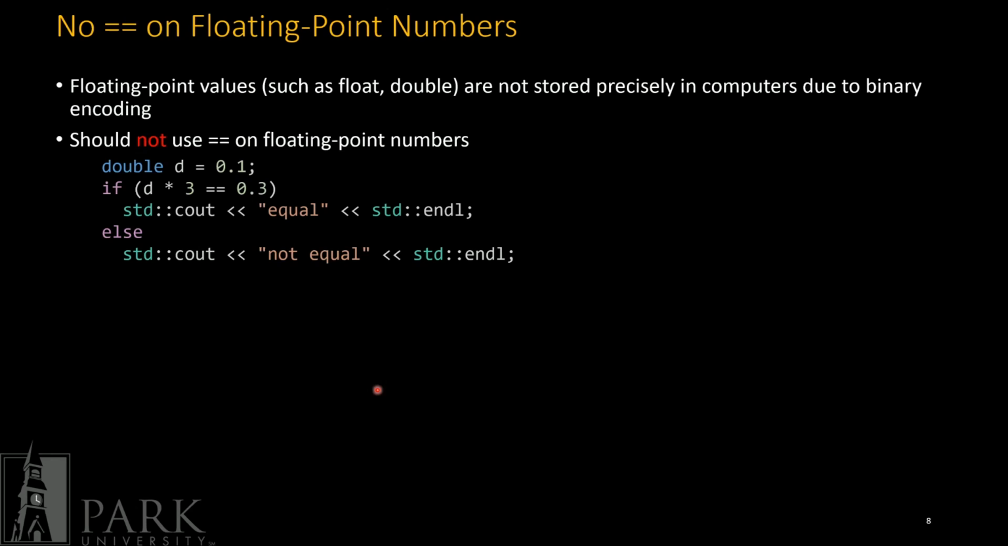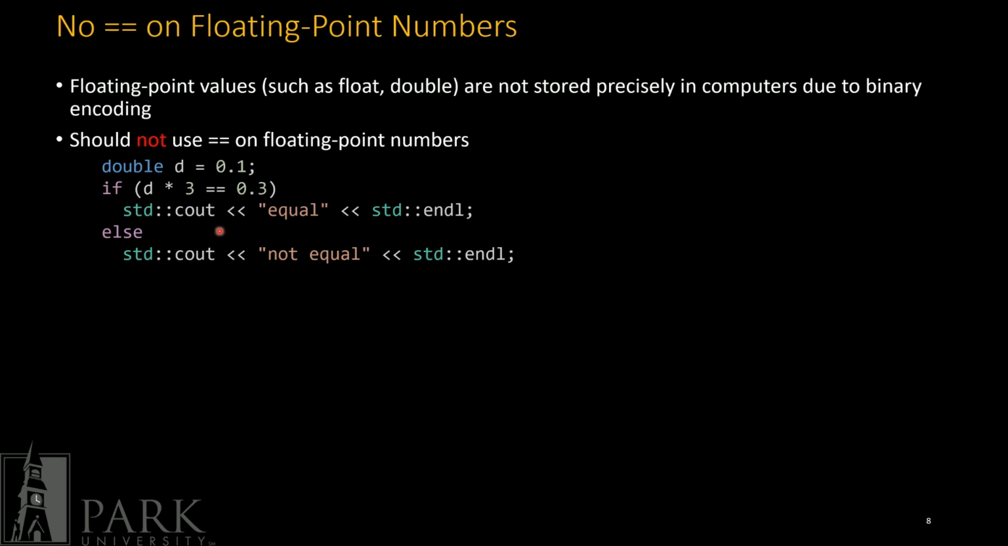Well, that's because floating point numbers are not as cut and dry as what you think they are in normal life. Because of the way that they are actually processed in the computer, 0.1 right here could actually be 0.10000000001. So if we do d times 3, we're going to get 0.300000003, that is clearly not equal to 0.3. So we do not use equals equals on floating point numbers.